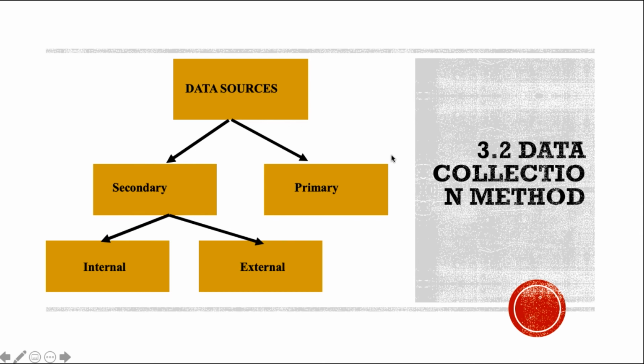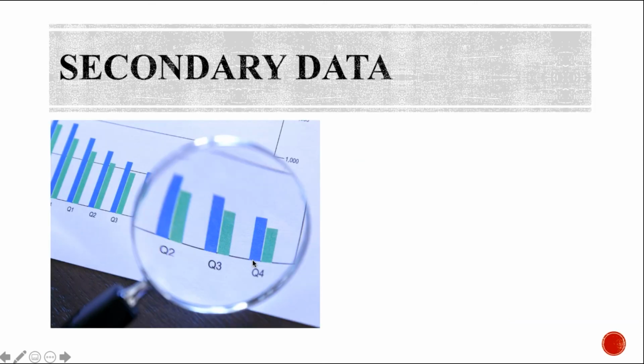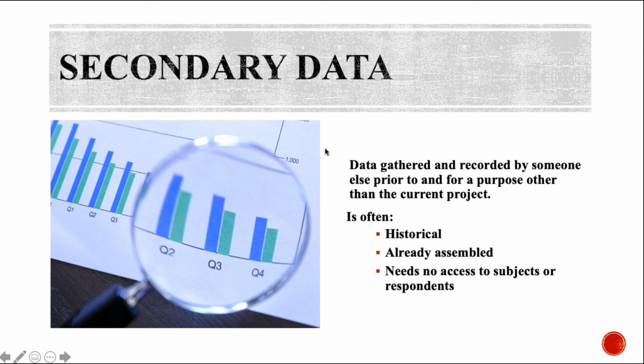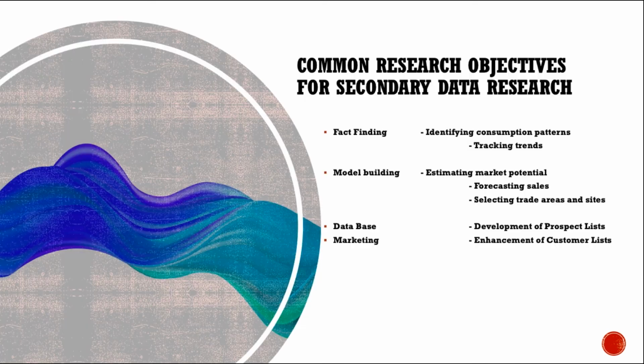So now, what are the types of data collection methods? We have primary data and we have secondary. Primary data means that you do a survey, interview, focus group discussion, observation. Secondary means the data is already collected, could be internal or external. Secondary data means data gathered and recorded by someone else prior to and for a purpose other than the current project. It often could be historical, already assembled, and needs no access to subject or respondent. That means no need to go and interview people. Could be as a time series, cross-sectional, as tables, as figures, whatever.